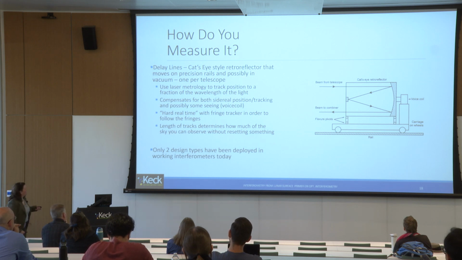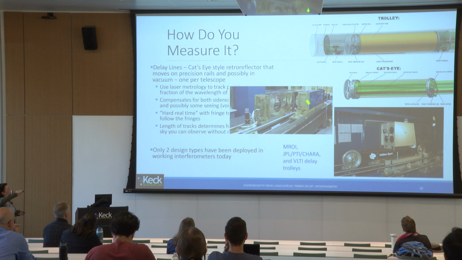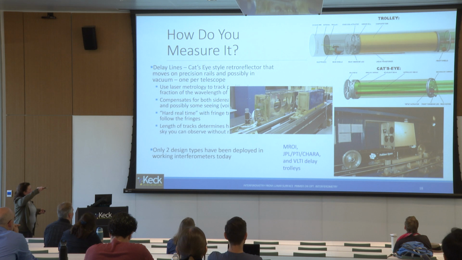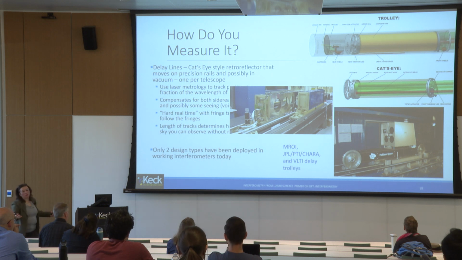There are really only two designs that have been employed in working interferometers today. Almost everybody uses the JPL design. So JPL, PTI, CHARA all use the same design that was introduced here at JPL. VLTI has a slightly different design, but you can see many things in common. And then MROI up here, these are the conceptual drawings for the MROI trolley. It's very hard to see it because it's all encased in carbon fiber, and so it's hard to get good baby pictures for you guys, but I probably can dig some up if you're interested.